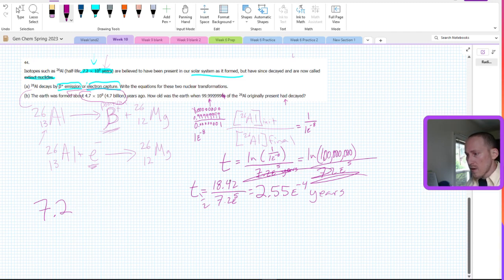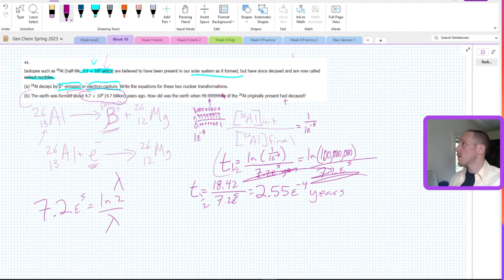So let's be clear that the way I set that up is for the half-life. In particular, I don't know my lambda yet. So 7.2 times 10 to the 5th is going to equal the natural log of 2 over my lambda. There we go. So lambda is the log of 2 divided by that. And now we can solve it, and it makes sense.